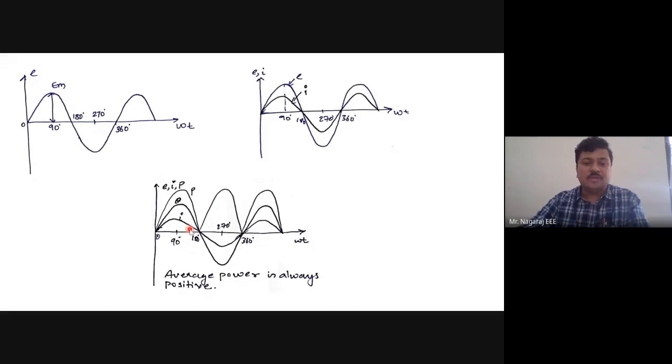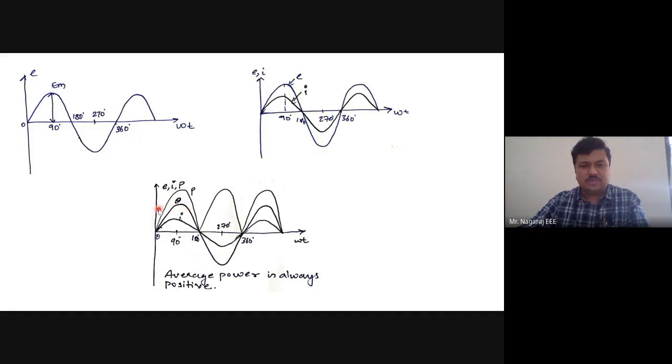Okay, so not minus power, it is not amplifier, it is multiplier. Voltage into current is power. So minus E into minus I is plus P.